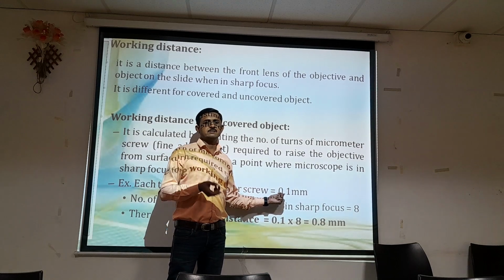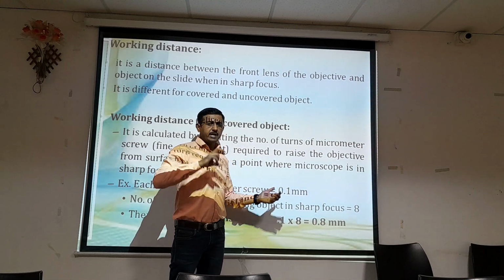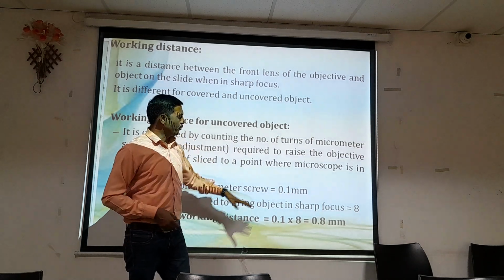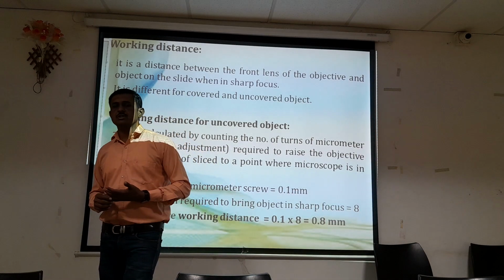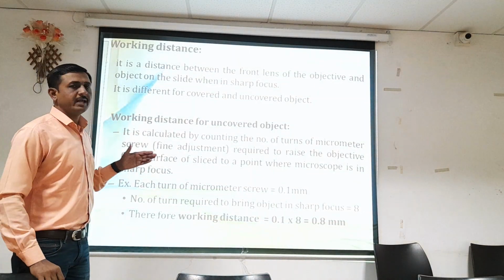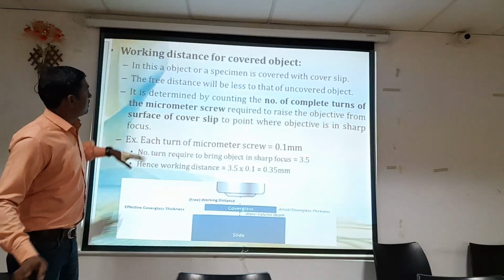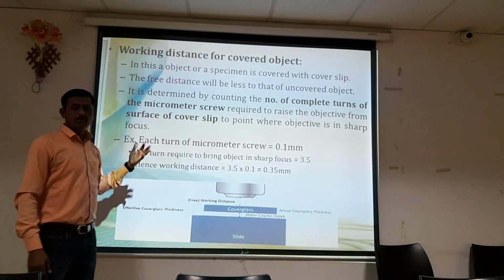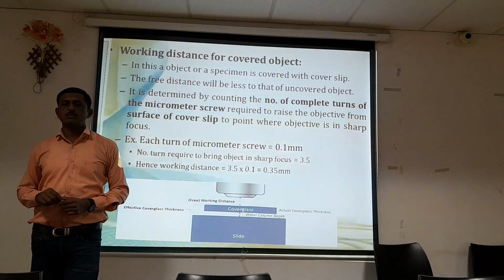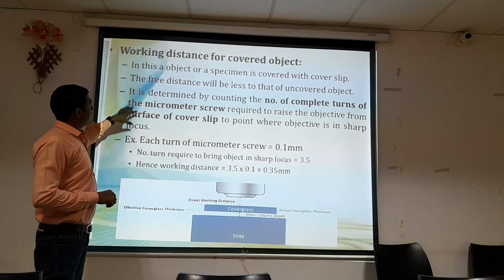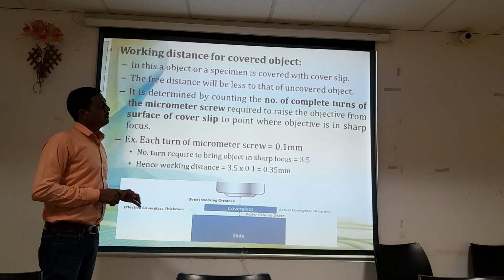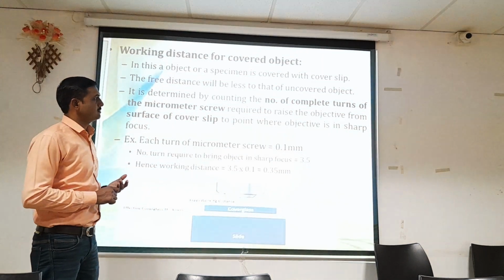So we have considered 0.1 mm, and 8 turns of the fine adjustment knob. So 8 into 0.1. In the case of an uncovered object, the working distance is 0.8 mm. In the case of a covered object, the distance may vary as the width of the cover slip is subtracted. Here the specimen is covered with the cover slip, so the free distance will be less as compared to the uncovered object.